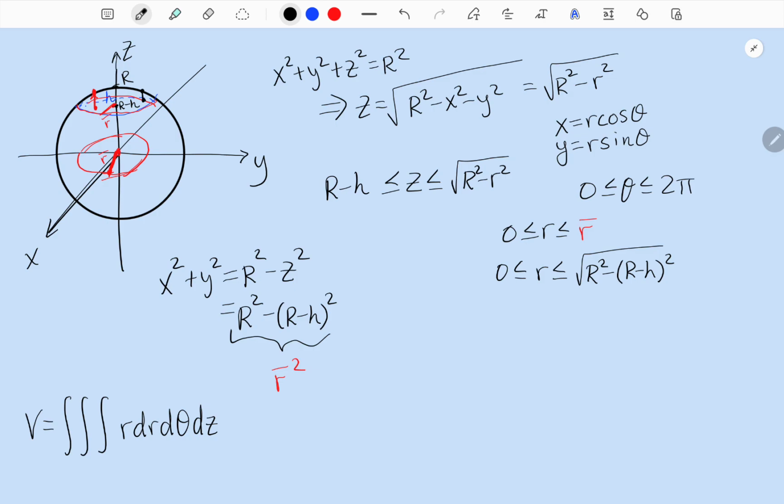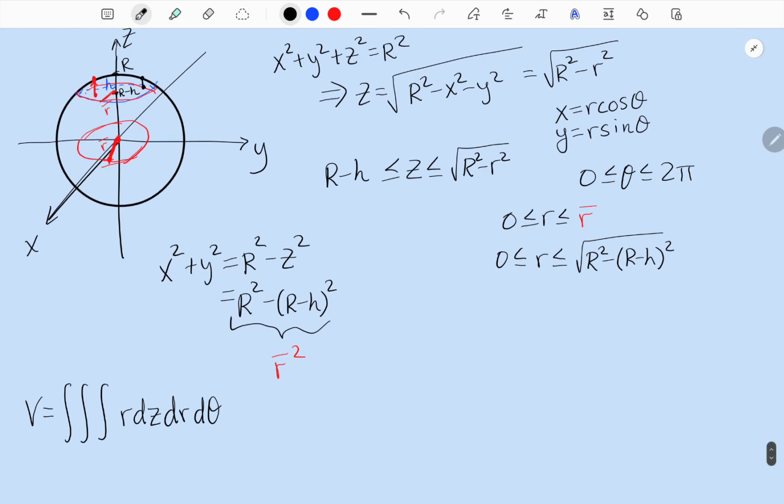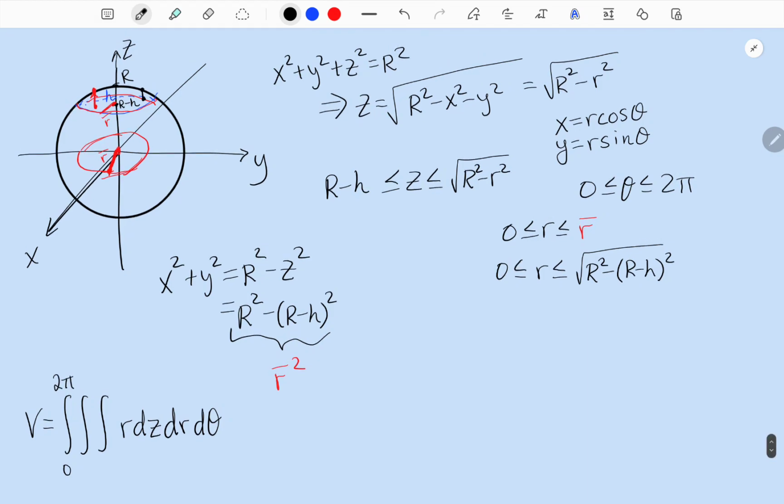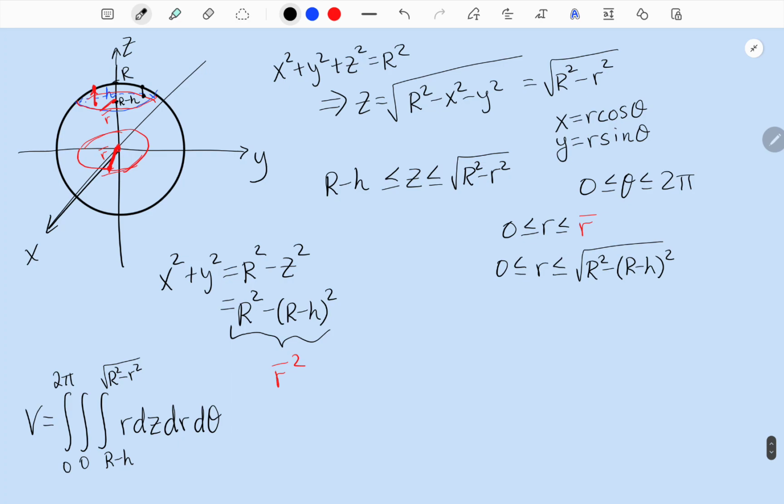We see here that z is dependent on r though, so we should probably put dz first and then dr. And then I usually just put d theta last because theta is not dependent on anything. Theta is just going from 0 to 2 pi. Now z would go from R minus h to z equal to the square root of capital R squared minus little r squared. And then r will go from 0 to, I'm not going to write this out, but I'm just going to call this whole thing r bar.